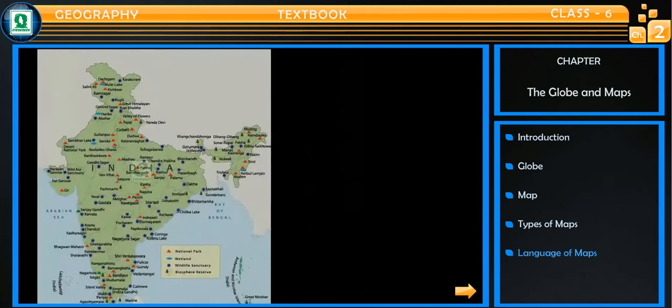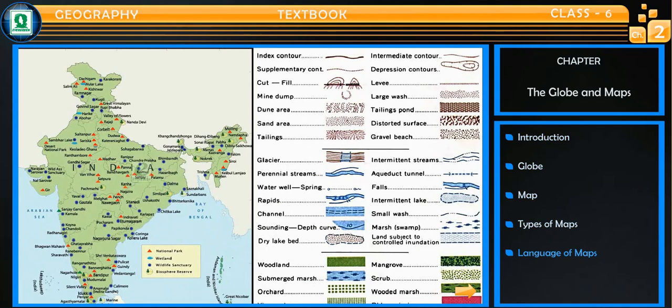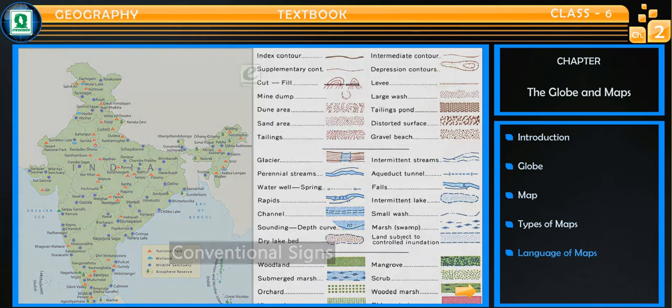The map also has some symbols or keys which tell the story of the map. The symbols are used to show different features on the map. Some of these symbols have definite or fixed meanings. These are called conventional signs.